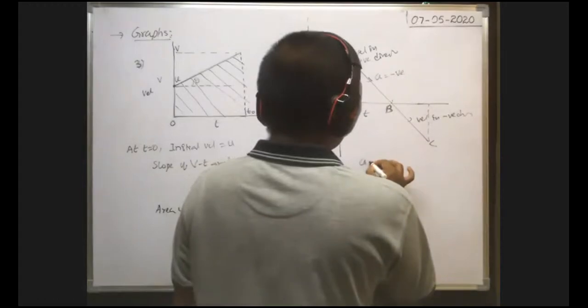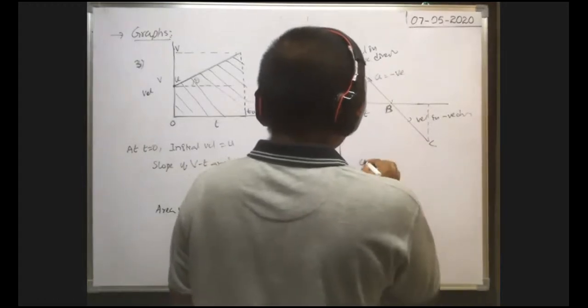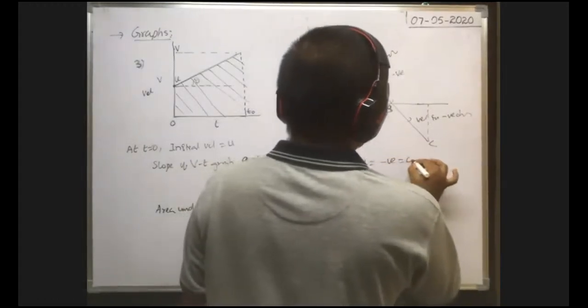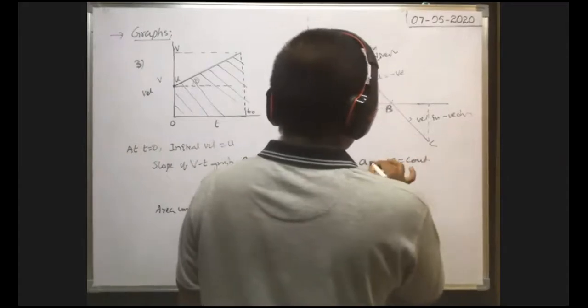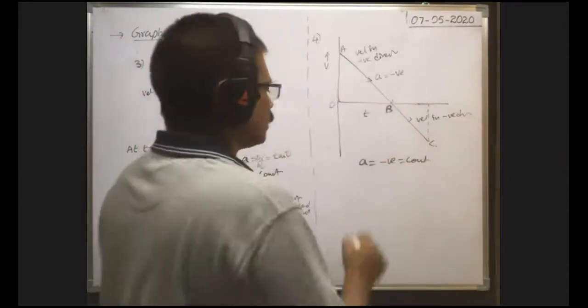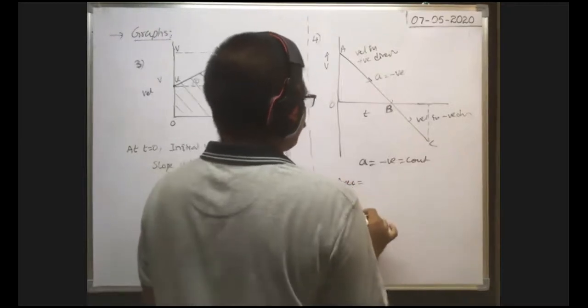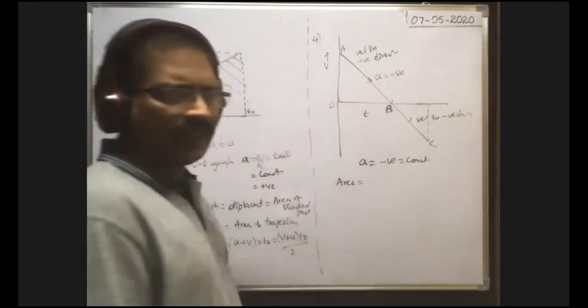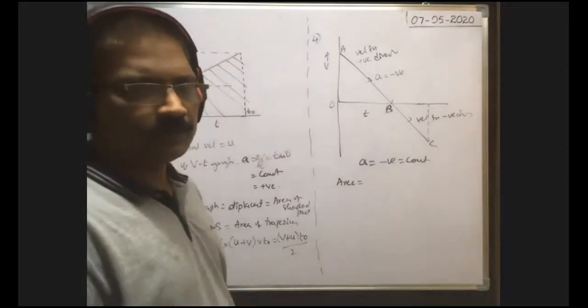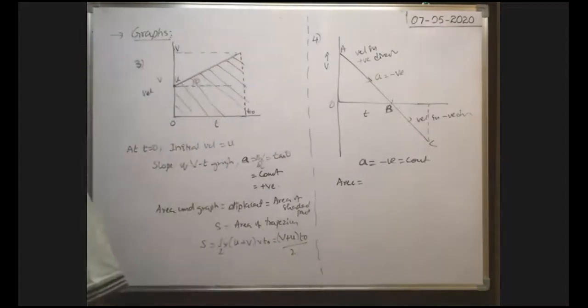Acceleration is negative and constant. Acceleration is negative and constant. Okay, next, what is the area under the graph? Area under the graph gives what? What is the displacement of the body in this case?